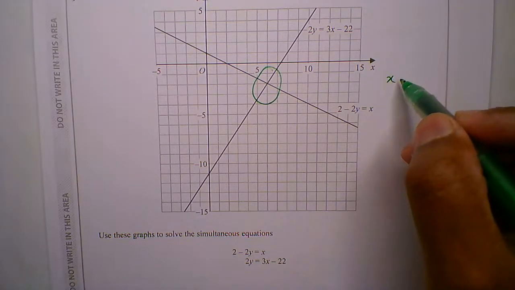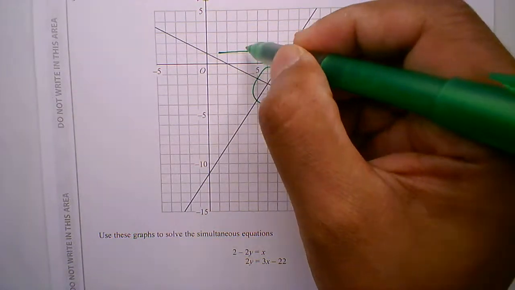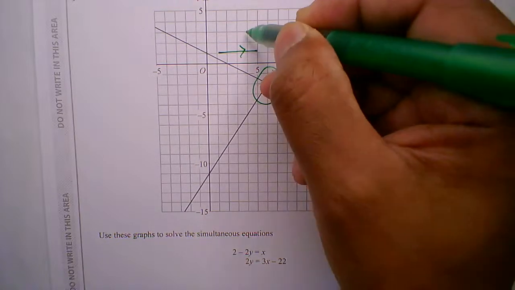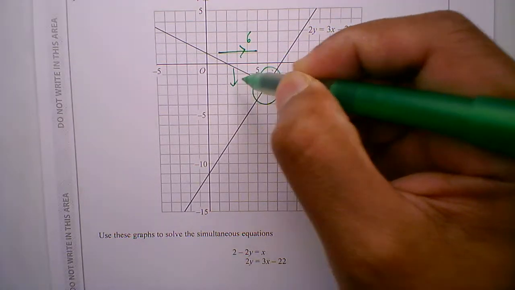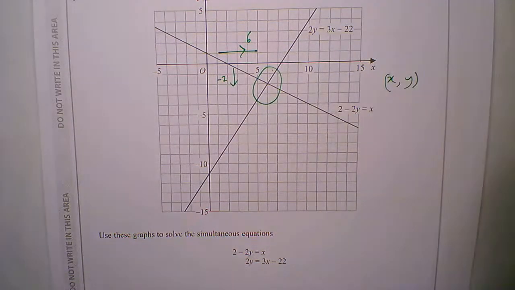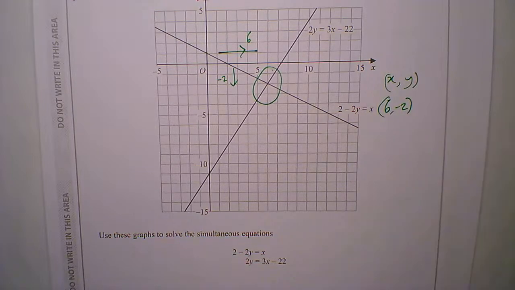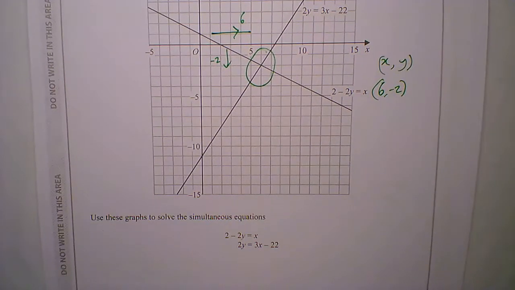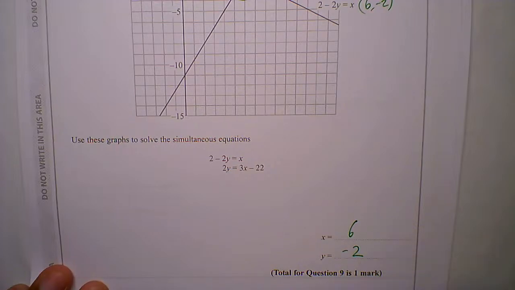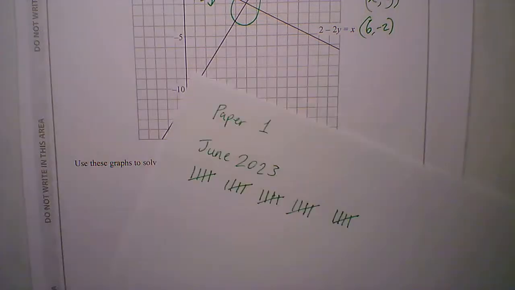You've got x and y coordinates, along the corridor, down the stairs. Along the corridor, this is 5, then one more, so this is 6. And then down the stairs, you've got -1, -2. So you've got -2 there. So 6, -2, and that is what I put in my answer. Okay, and that is it. So that's a nice 1 mark there.